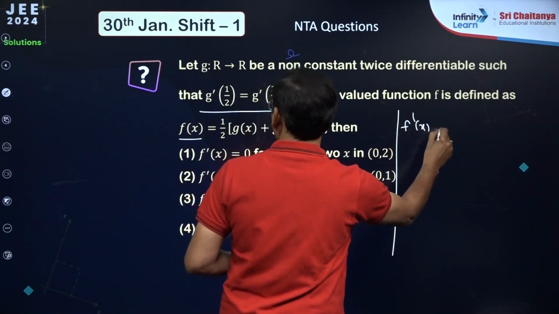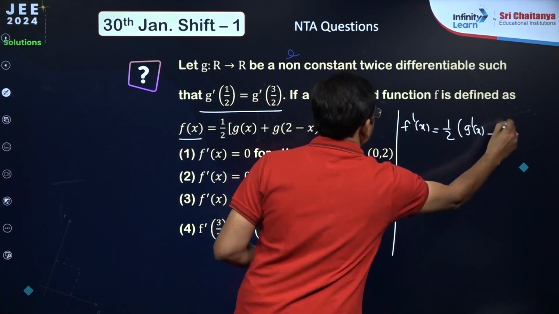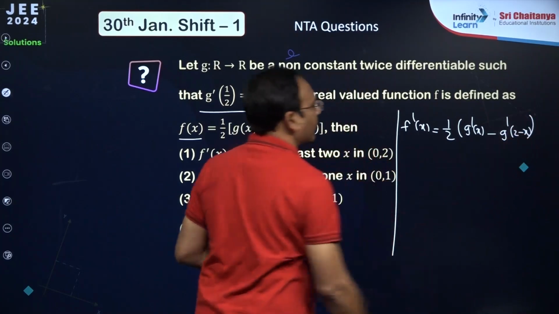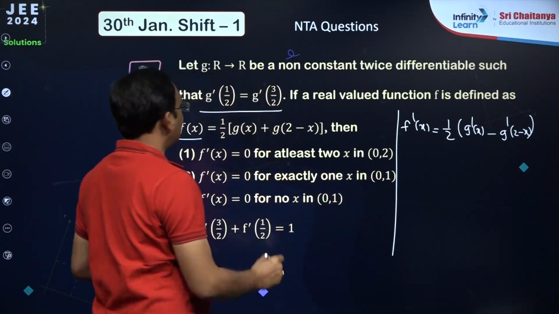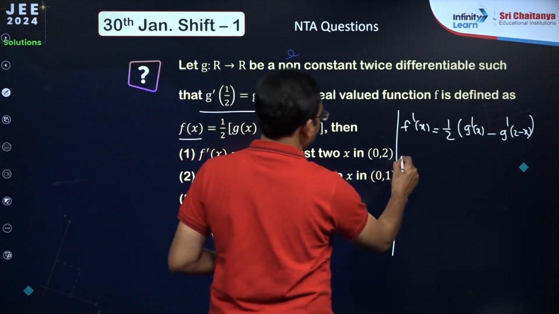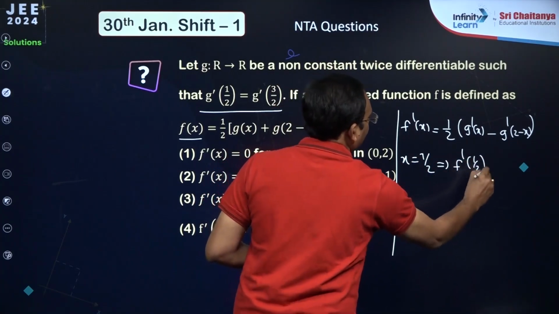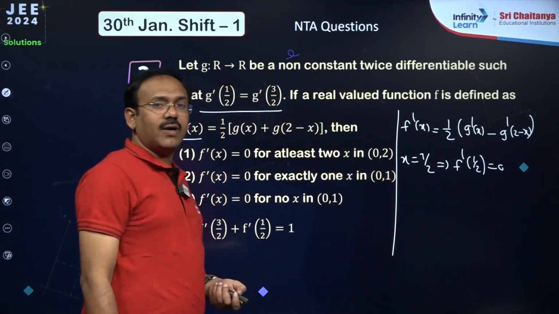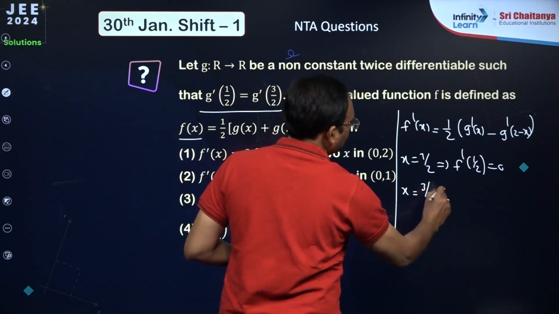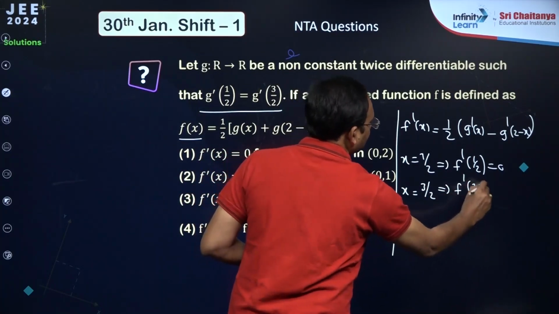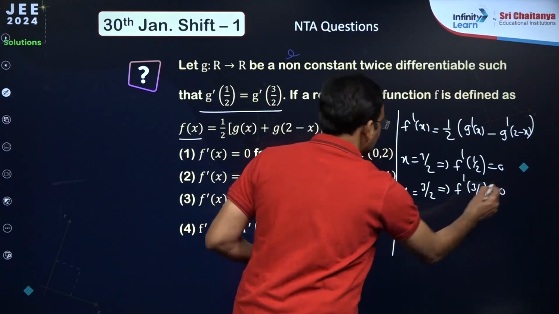f dash x is going to be half of g dash x minus g dash of 2 minus x. That is the point. Now for your kind information, given g dash of 1 by 2 is g dash of 3 by 2. Put x is 1 by 2, you will observe that f dash of 1 by 2 becomes 0 because g dash of 1 by 2 is g dash of 3 by 2. You put x equal to 3 by 2, you will also find f dash of 3 by 2, which is g dash of 3 by 2 minus g dash of 1 by 2, that is also 0.